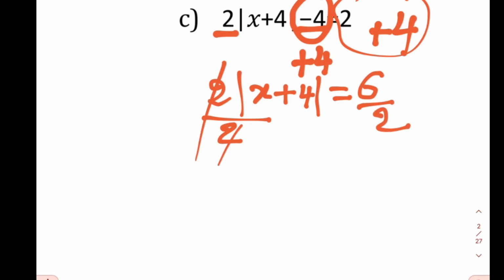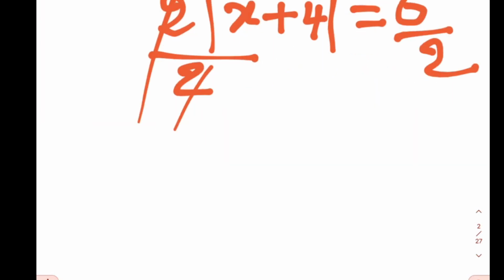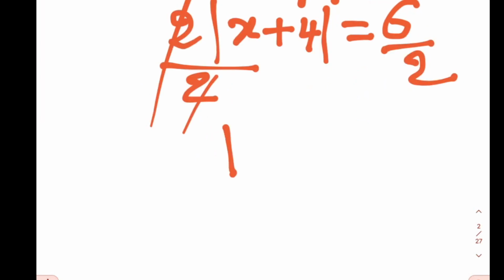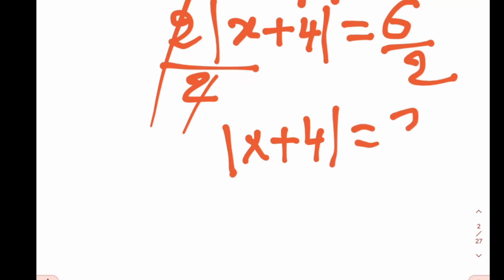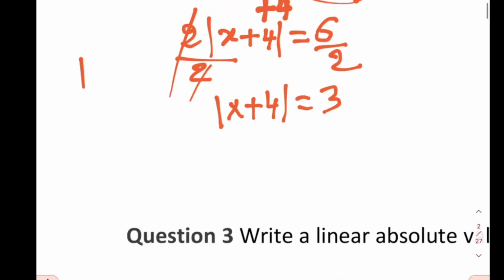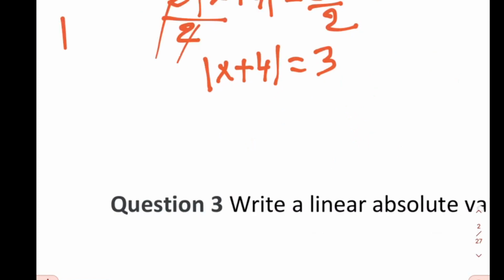This 2 divided by 2 gives you 1. Okay, so we don't write the 1. 1 times anything doesn't change. So we get absolute value of x plus 4 equals 6 divided by 2 is 3. And here we are. We have absolute value of x plus 4 equals 3. It's positive. And because it's positive, we carry on. If it was negative, we stop.